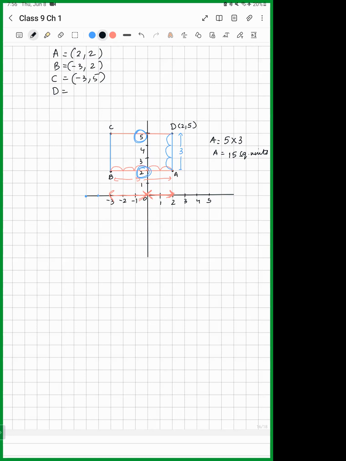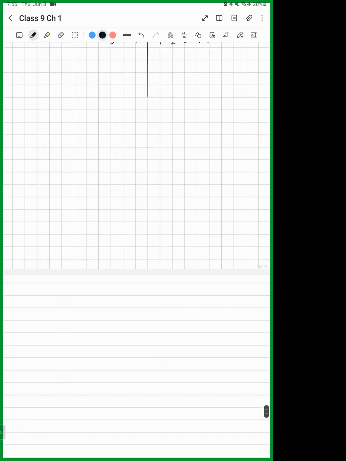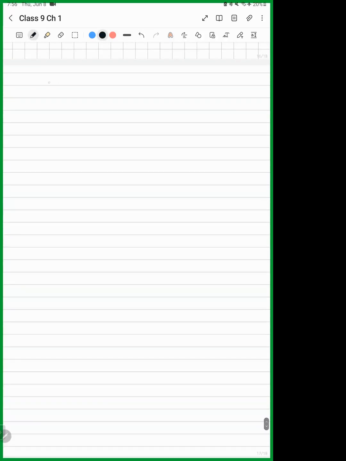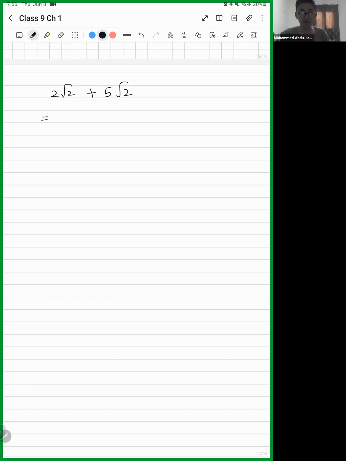Are there any other doubts from any other chapters that you have? No, ma'am. All right. Let's do a few questions. Let me just see whether you know how to do this. How do you add 2 root 2 and 5 root 2? You want to add 2 and 5. So what will the answer be? Ma'am, 7 root 2. Okay.